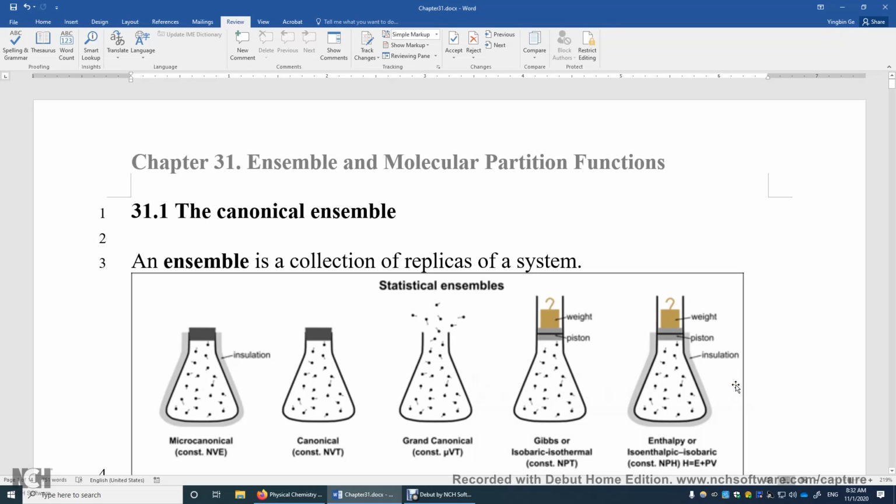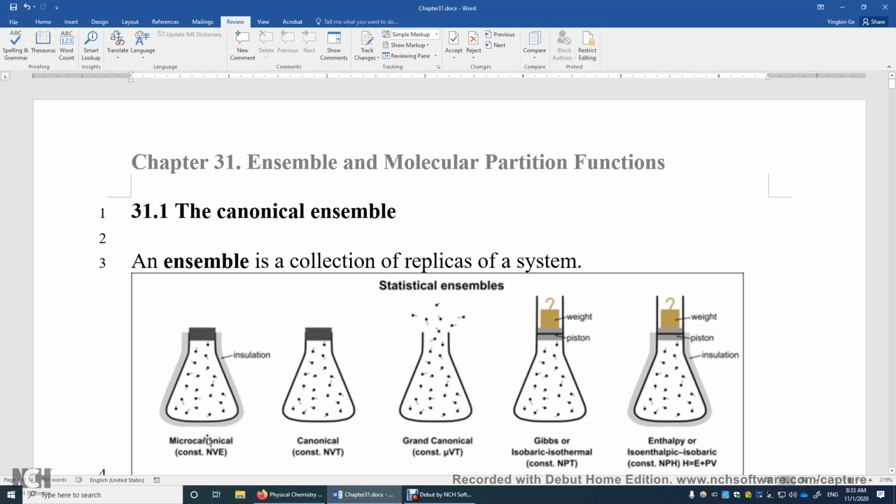This is Physical Chemistry, Part 4, Statistical Thermodynamics, Chapter 31, Ensemble and Molecular Partition Functions, Section 31.1, the Canonical Ensemble. An ensemble is a collection of replicas of a system. There are many kinds of ensembles.